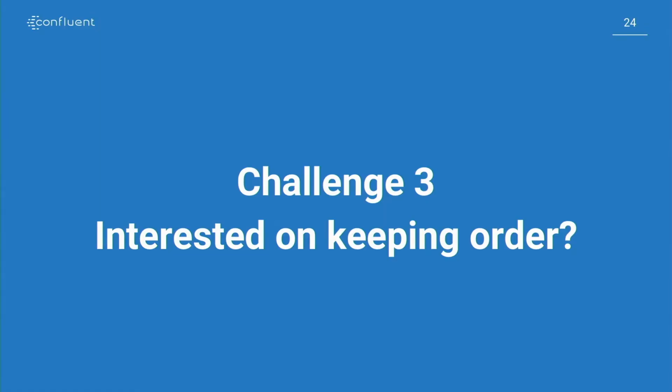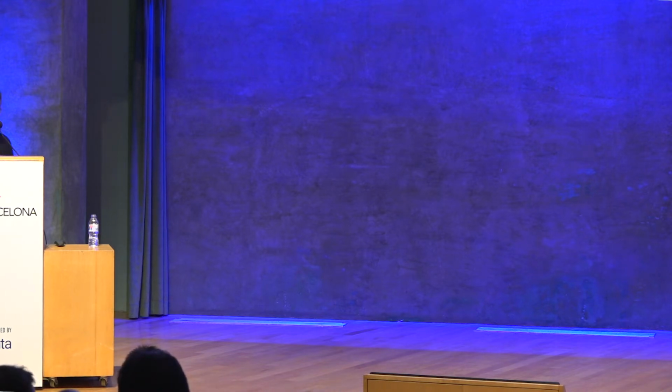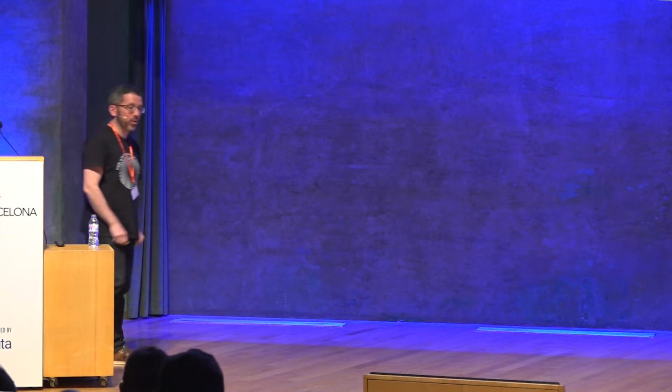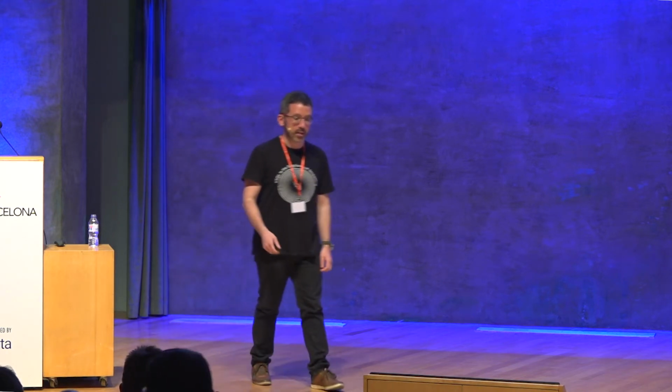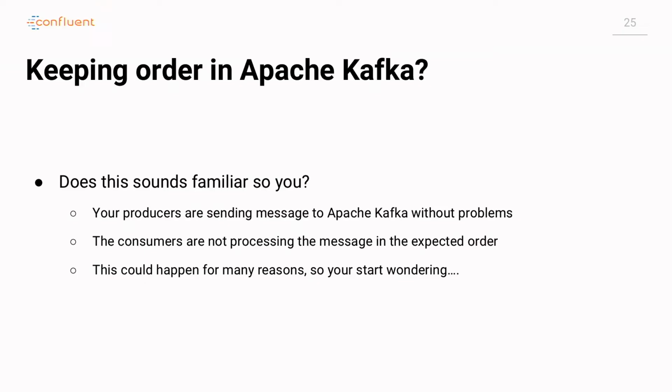Challenge number 3. Who is not interested in keeping order? You are running Kafka, you put messages in a queue, and people will be willing to read these messages in order. Does this sound familiar to you? Your producers are sending messages to Kafka without problems, but consumers are not processing the messages in the expected order. What could happen? Many reasons.